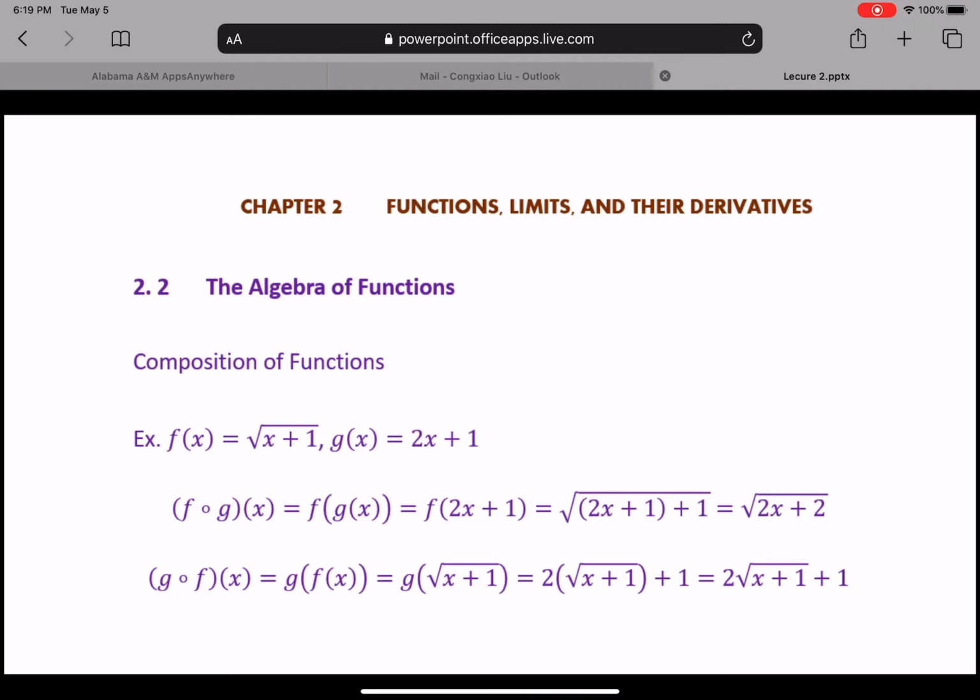Now if we do the opposite order of composition, g compose f, then we do g of f of x. What we need to do is replace x in g by f, which is the square root of x plus 1. That will give us 2 times the square root of x plus 1, plus 1. You can see the results from those two compositions are not the same. So this is it for today. We're going to do 2.3 next time.